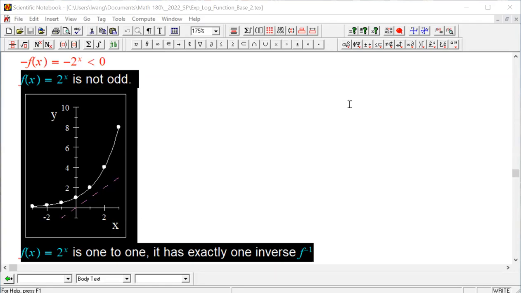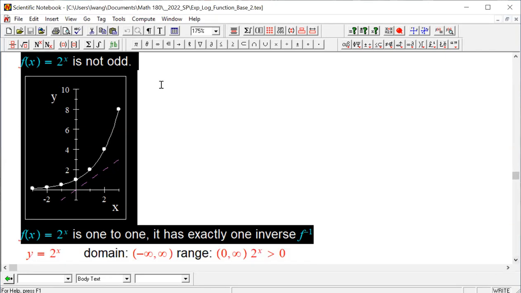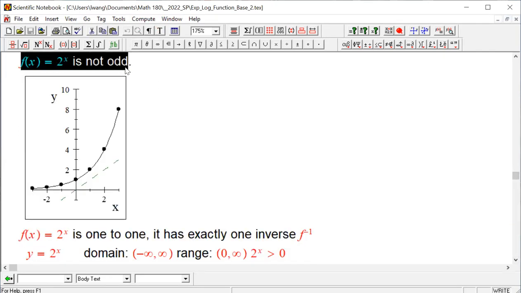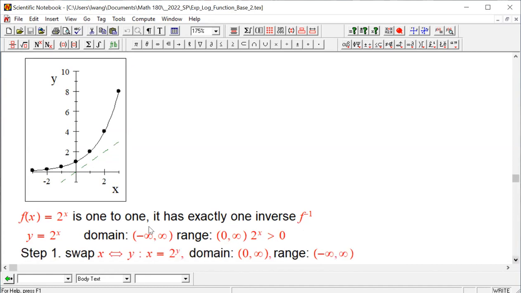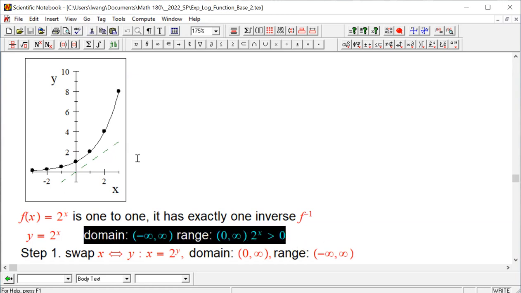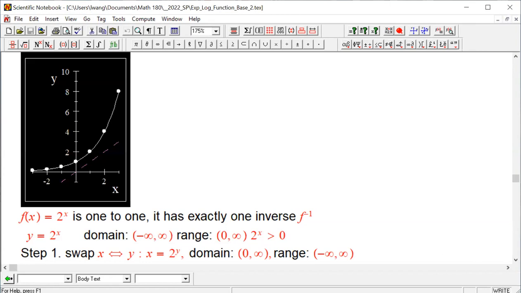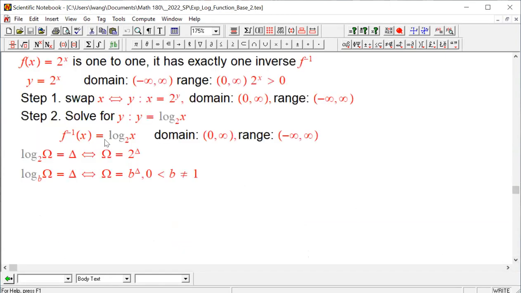Hello. This lesson continues the previous lesson on the exponential function f of x equals 2 to the power x that we have discussed in the previous video. It is a one-to-one function, right? It is an increasing function, and we have discussed its domain and range. And what is more, as a one-to-one function, its inverse is log base 2 of x. We're about to do the graph.